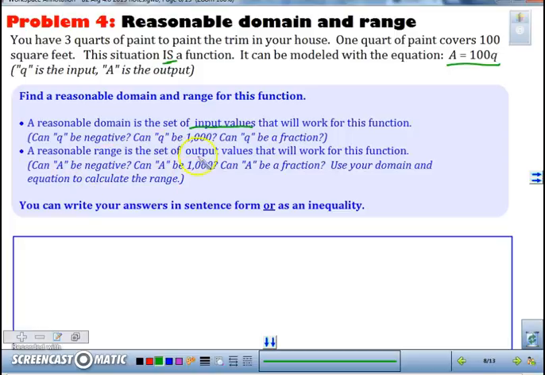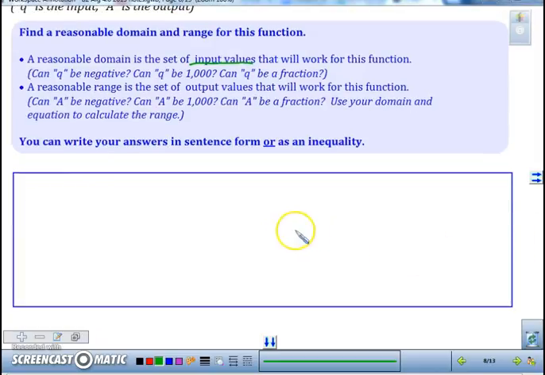A reasonable range is a set of outputs that will work. So can it be negative? Meaning, can our area be negative? Could it be over 1,000? Well, think about when you take each of these times 3. That's the most that we are looking at. And it says, can you write an answer in both a sentence and in an inequality?